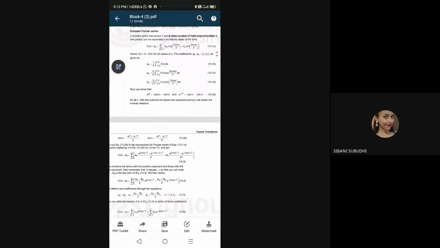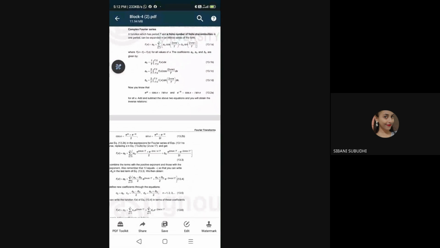And you can have your cosine and sine function in an exponential form, in a complex format, that is e to the power ix is equal to cos x plus i sin x, and e to the power minus ix is equal to cos x minus i sin x. And your cos x can be written as e to the power ix plus e to the power minus ix by 2, and sin x can be written as e to the power ix minus e to the power minus ix by 2i.